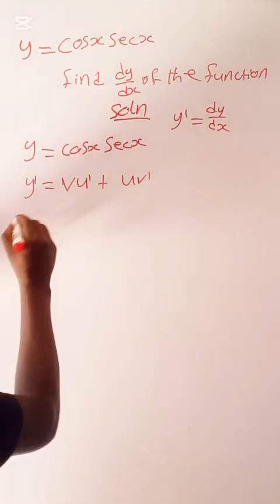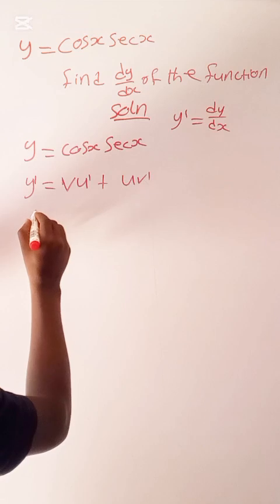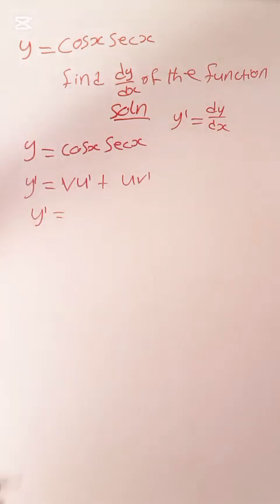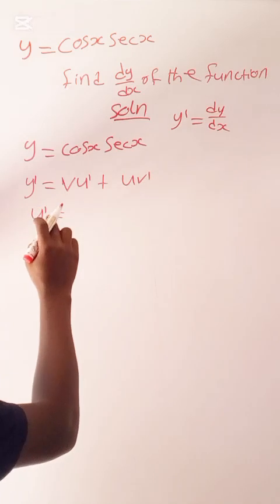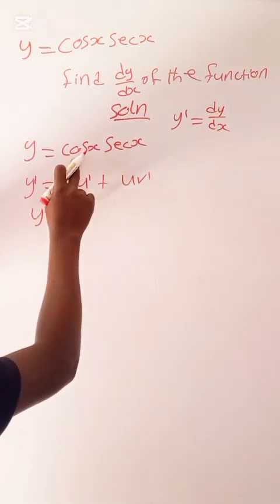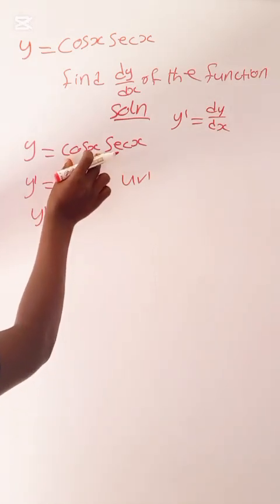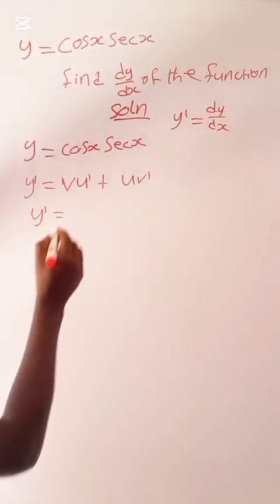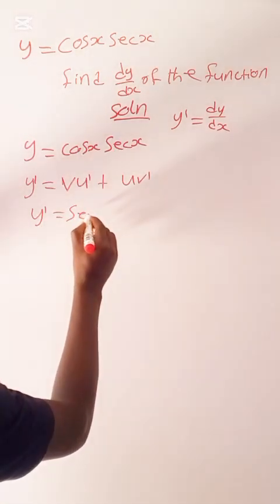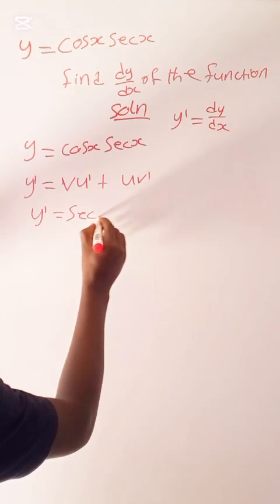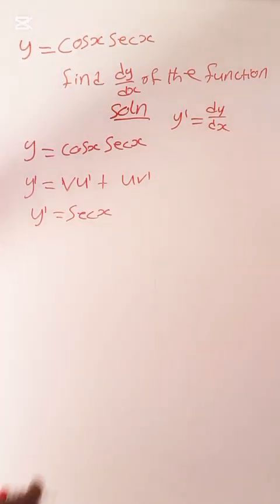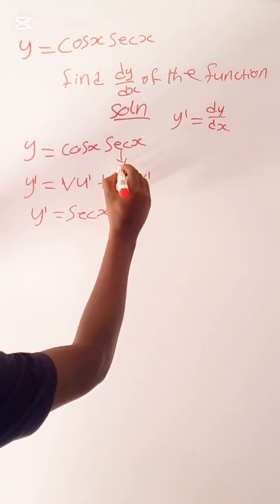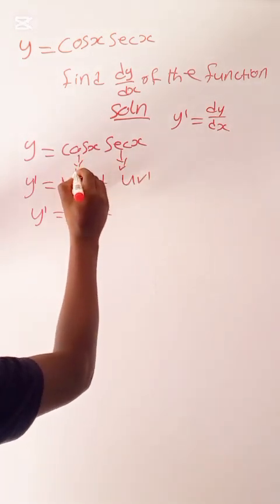So now I will say y prime is equal to. Now this is our v. Let's make this one to be our u. I mean, this is our u. So now we'll put sec x. This is our v. This is v and this is u.